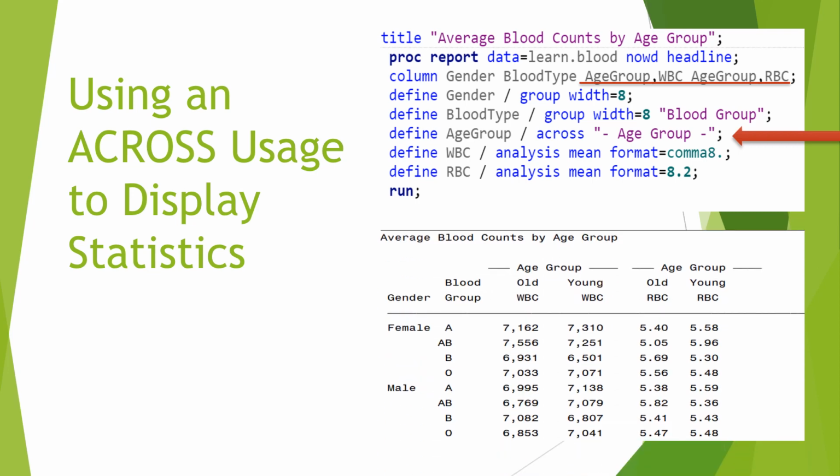This is the output for this program. You can see here that for age group, the WBC and RBC have separate columns for old and young, which is the age group, along with the blood group and gender.